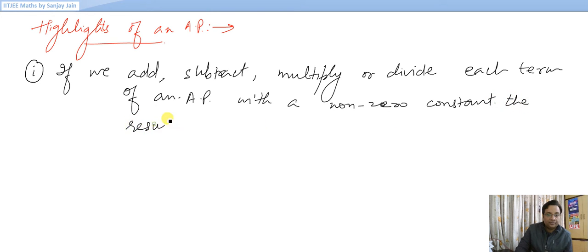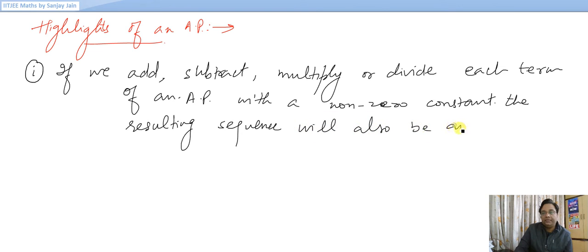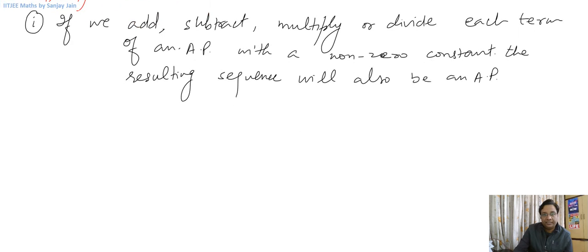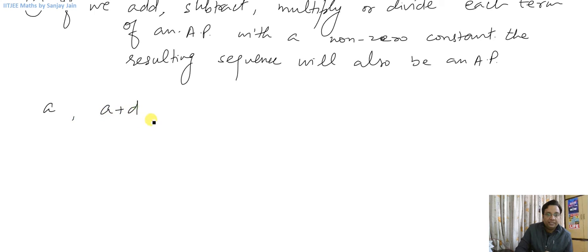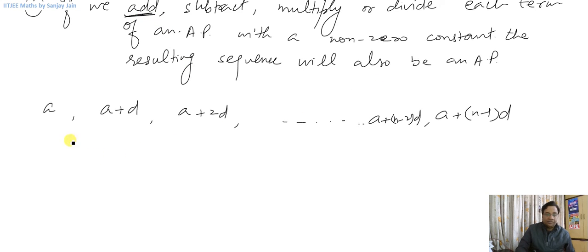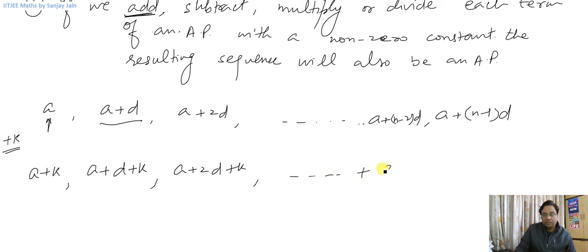I'll just explain what I mean by it. What I mean is, let us take an AP: A plus D, A plus 2D, and so on, A plus n minus 2 into D, A plus n minus 1 into D. Now, if I add a non-zero constant K to each term of this AP, the first term will be A plus K, the second A plus D plus K, then A plus 2D plus K, and so on, A plus n minus 2 into D plus K, and the last term A plus n minus 1 into D plus K.